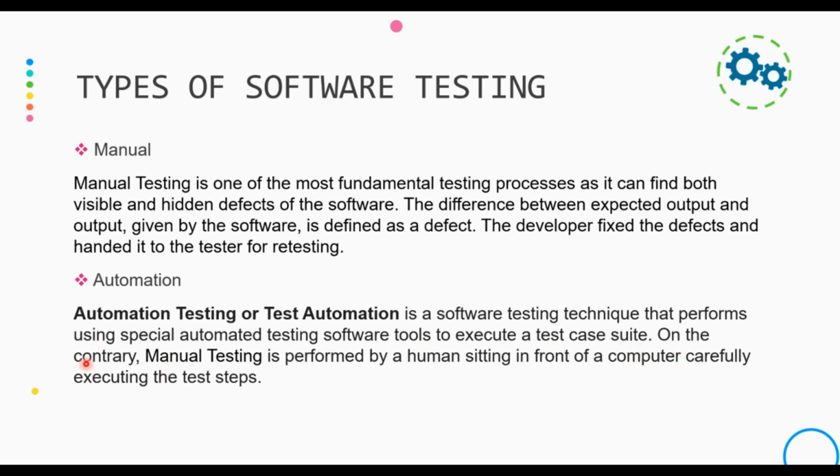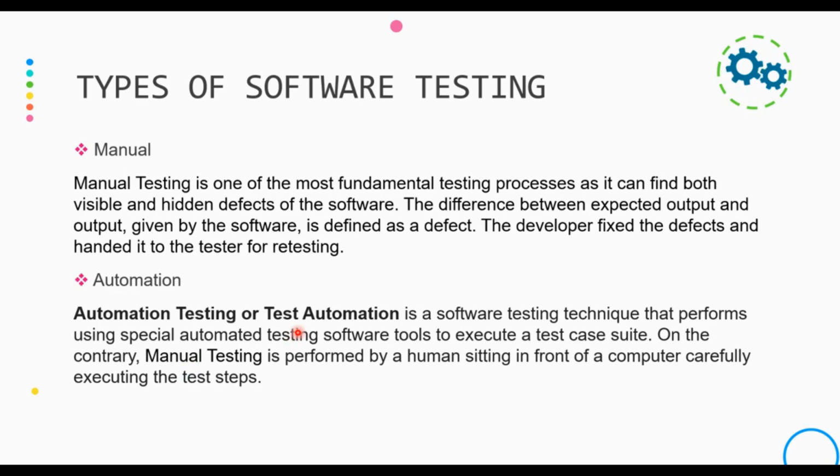On the contrary, manual testing is performed by a human sitting in front of a computer, carefully executing test steps. So manual testing is like running the live software in front of the tester, and the tester will check whether the software is running properly or not. Is the login page working properly or not? Is the submit button working properly or not? All these things will actually be checked live by the manual tester, while automation testing works differently.